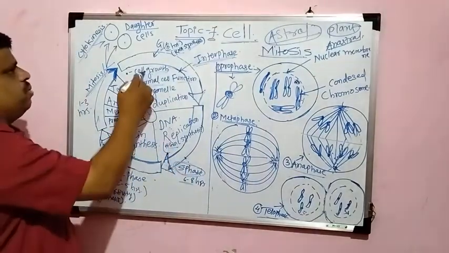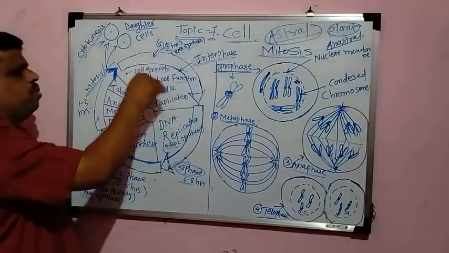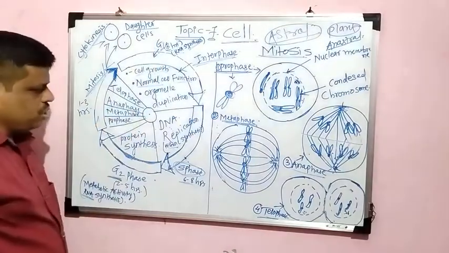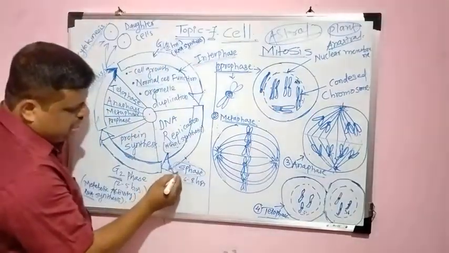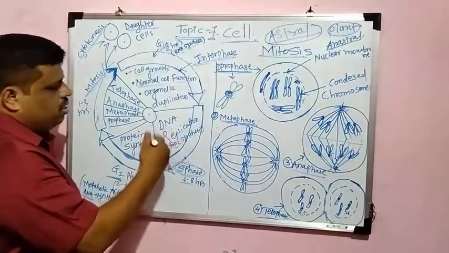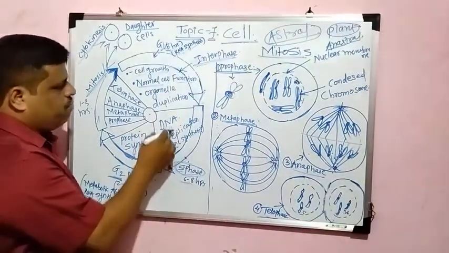Normal growth takes place in this, that is why it is called the G1 phase. That's why it is also called a growth phase. The S phase, S indicates the synthesis, or the duplication or the replication of DNA.